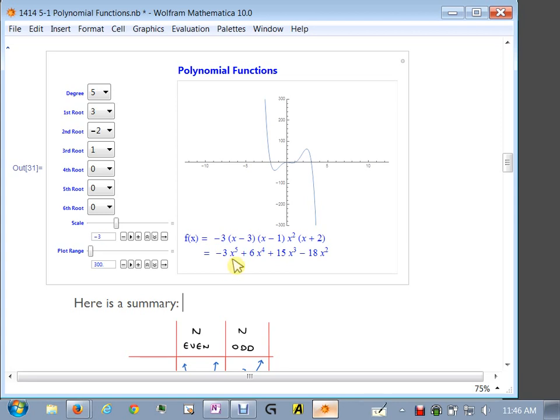Big negative number to the 5th power is negative. But then multiply it times -3, it's positive. So now that left side goes up. See that?